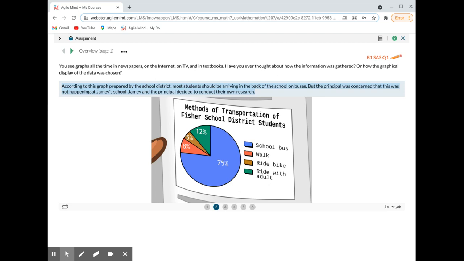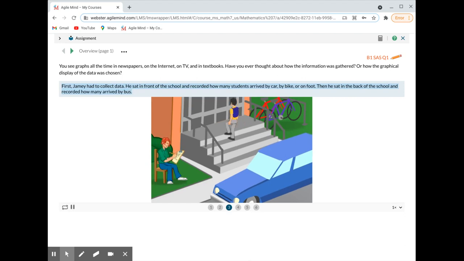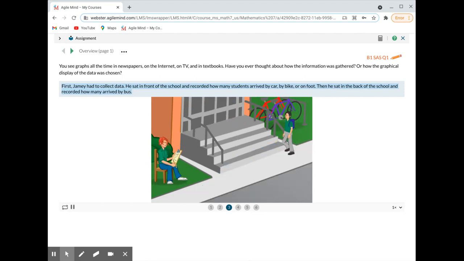But the principal was concerned that this was not happening at Jamie's school. So Jamie and the principal decided to conduct their own research. So this is the research they found, and we're going to try to figure out how they got this information. Because right now, do we know how they got their information? No. So let's see what Jamie did. What does it say Jamie did, Eli?